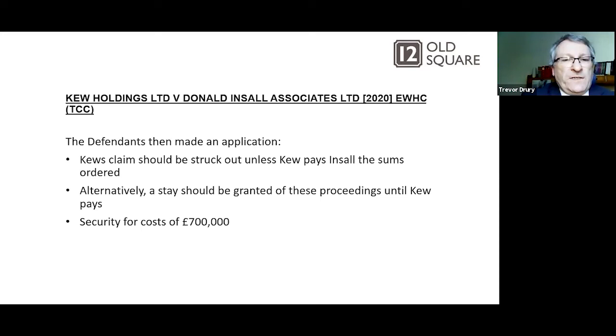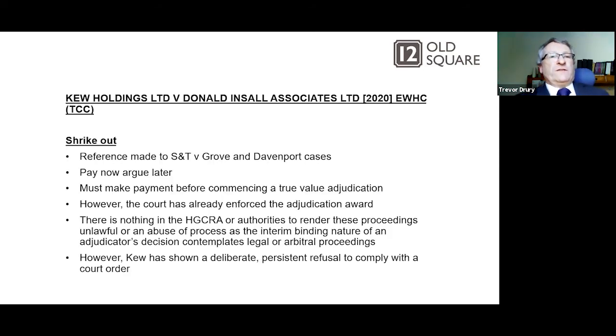So Insel made the application that Q's claim should be struck out unless Q pays Insel the sums it had been ordered. Alternatively, a stay should be granted of the proceedings until Q pays. And they also required security for costs of some 700,000. The owner of the property was based in Hong Kong, so there were some issues as to whether it would pay, plus all the difficulties that Insel already had in trying to extract money from him.